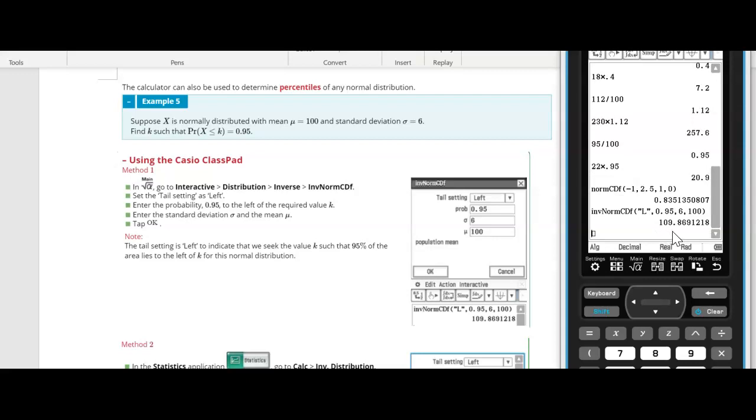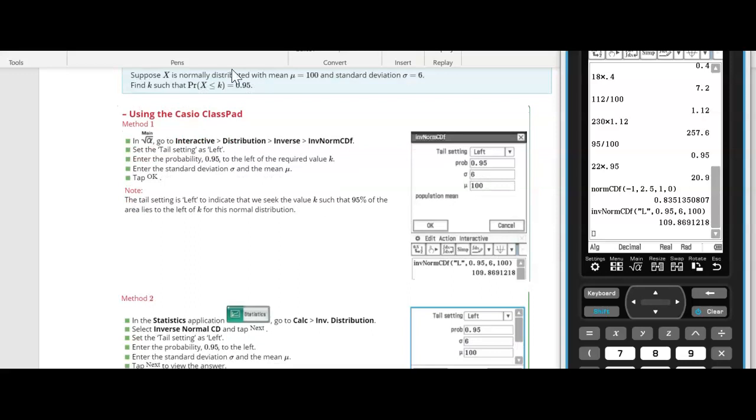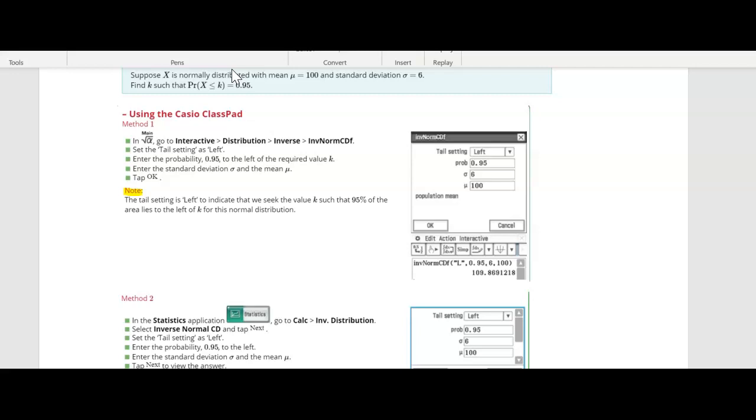Okay, so then we get 109.89869, and so on. So what that is basically telling us is, oh, not the standard deviation. Standard deviation is 6, it's the value of K that gives us an area of 0.95 or a probability of 0.95. All right, so just important here, and they've rewritten it here. So the tail setting is left to indicate that we set the value K such that 95% of the area lies to the left of K. All right, so less than K. So if it was greater than K, you would do right.